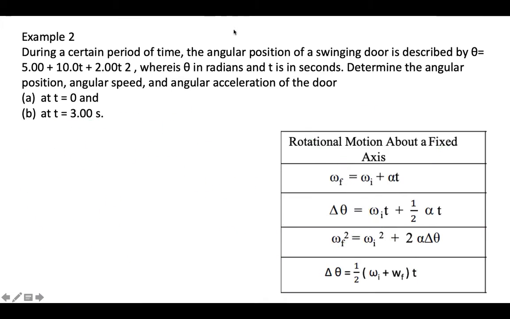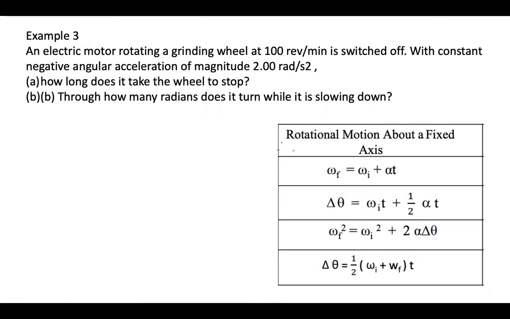Okay, right now we look at the next question. An electric motor is rotating a grinding wheel at 100 revolutions per minute. Okay, here we've got to be very careful.